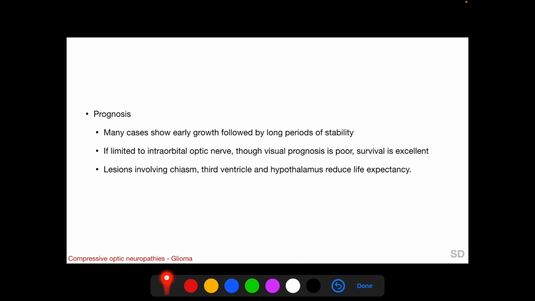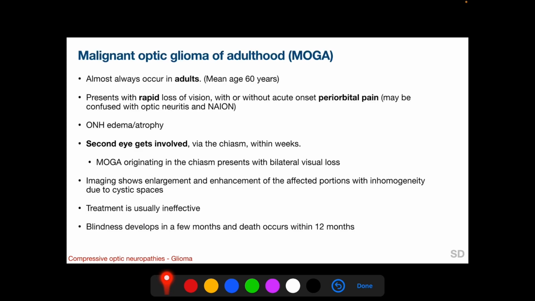Optic pathway gliomas in many cases show early growth followed by long periods of stability, for which observation is adequate. If limited to the intraorbital optic nerve, though visual prognosis is poor, survival is excellent. But lesions involving the chiasm, third ventricle and the nearby hypothalamus reduce life expectancy.